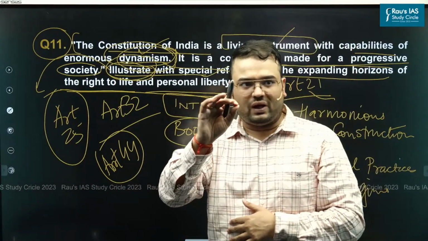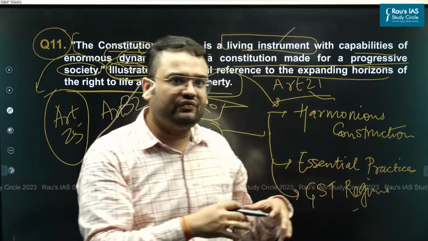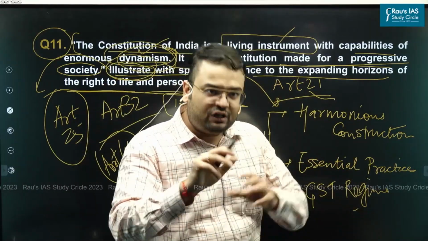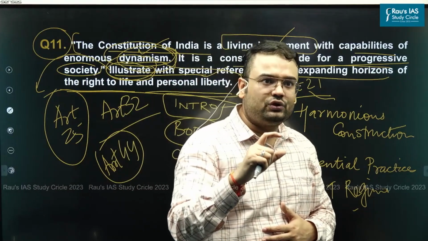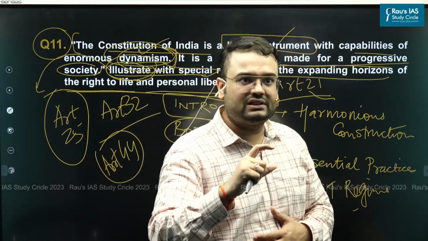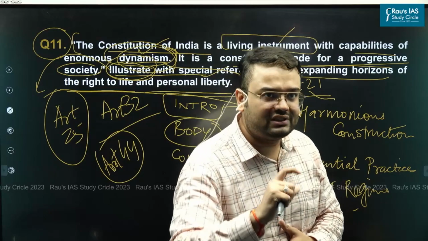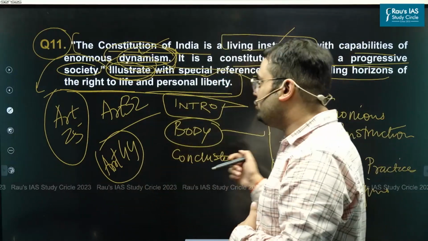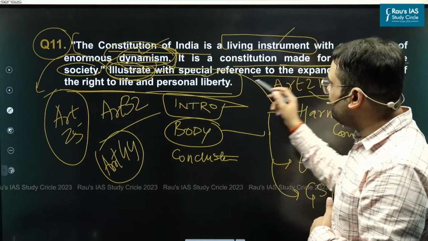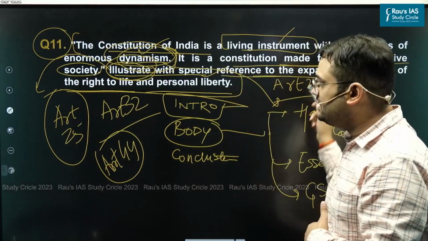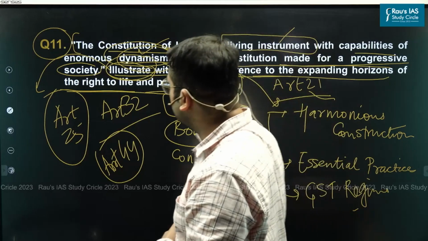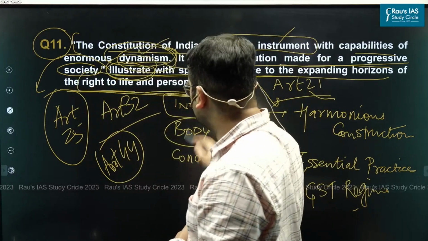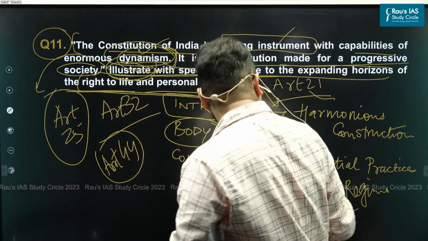I hope you're able to understand how exactly these provisions that I have mentioned depict the fact that Indian Constitution has shown dynamism in a way in which it is leading to progressive ends. Make sense? But then the second part of the question is also talking about giving examples with respect to right to life and personal liberty.